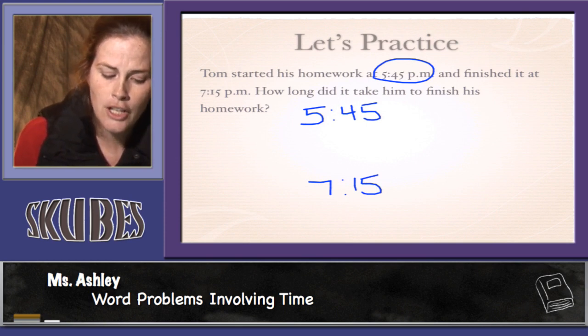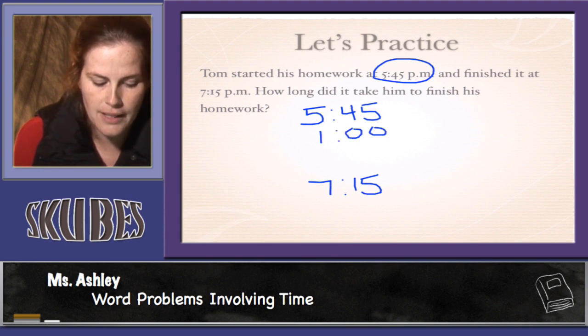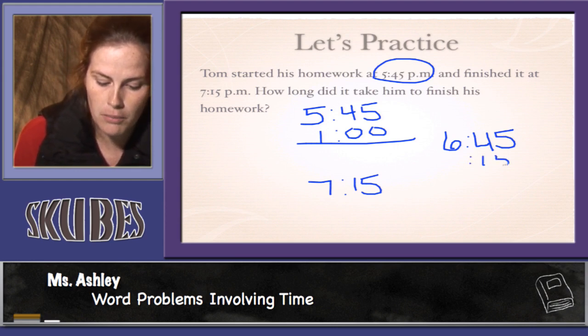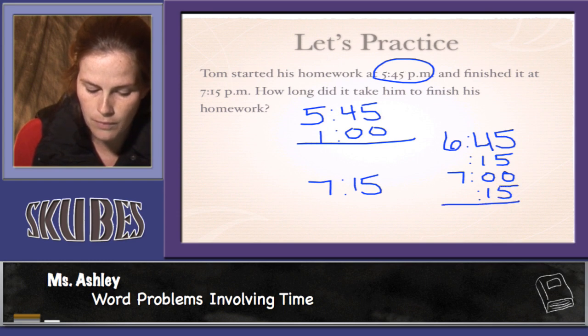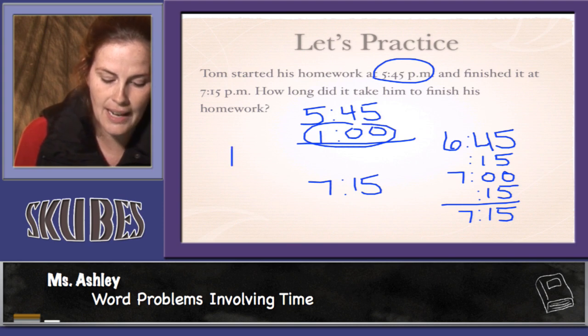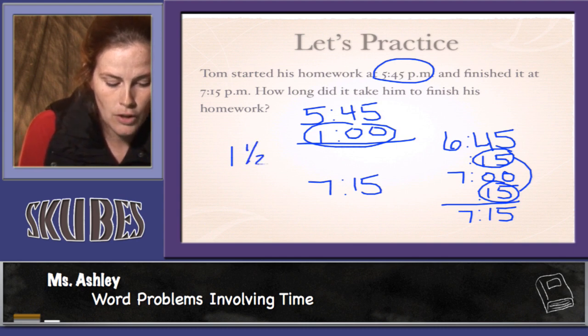Okay? So if I have 5:45 and I add 1 hour to it, now we're at 6:45. So we know 1 hour has gone by. And then I'm going to add 15-minute intervals from here. So 6:45 plus 15 minutes would get us to 7 o'clock. And then 7 o'clock plus another 15 minutes will get us to 7:15. So I have to add 1 hour, and then I had 2 15 minutes. 15 plus 15 equals 30. So 1.5 hours went by.